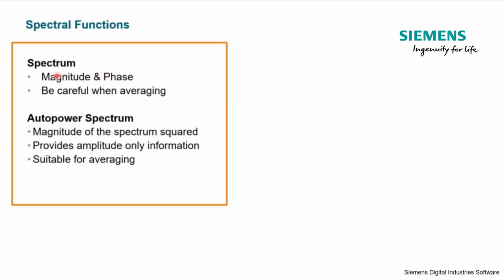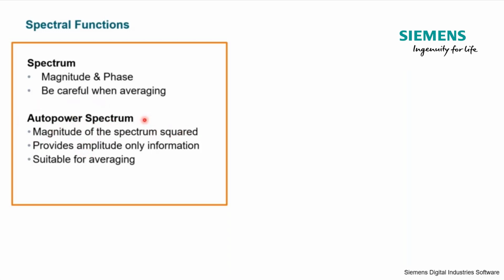This is just some highlights of these spectral functions. When we're talking about a spectrum, the output of a Fourier transform, we get magnitude and phase, or we can say real and imaginary, and we hopefully highlighted the need to be careful when averaging.